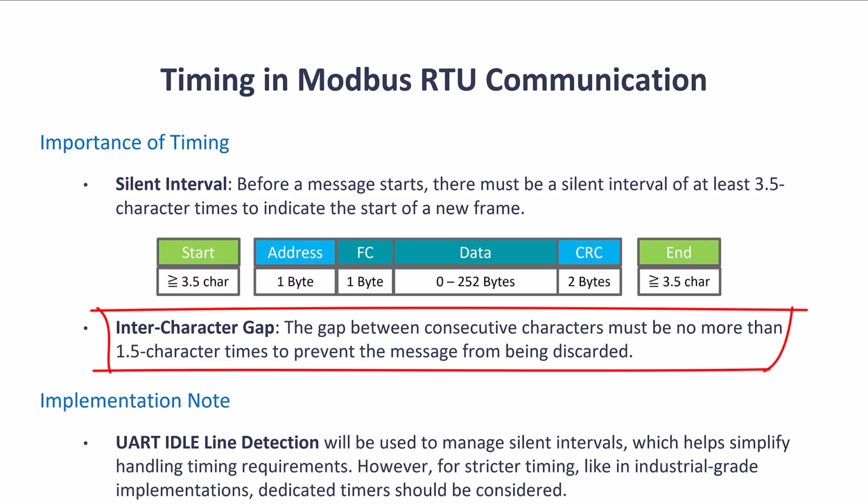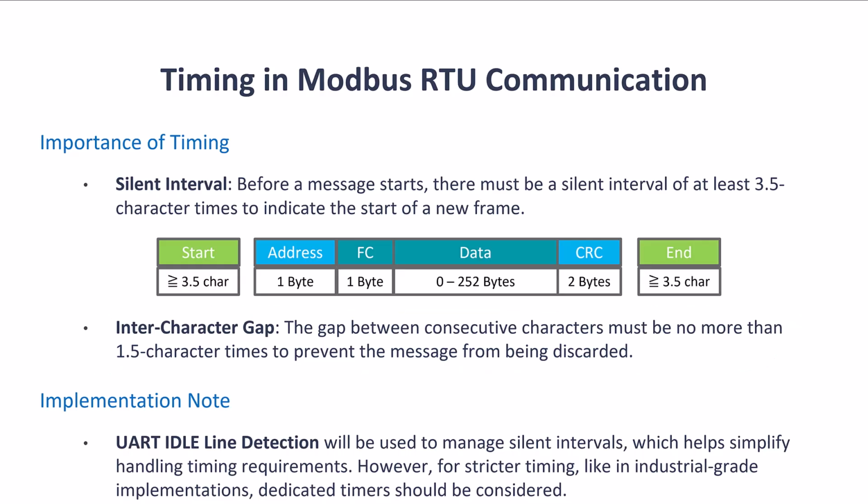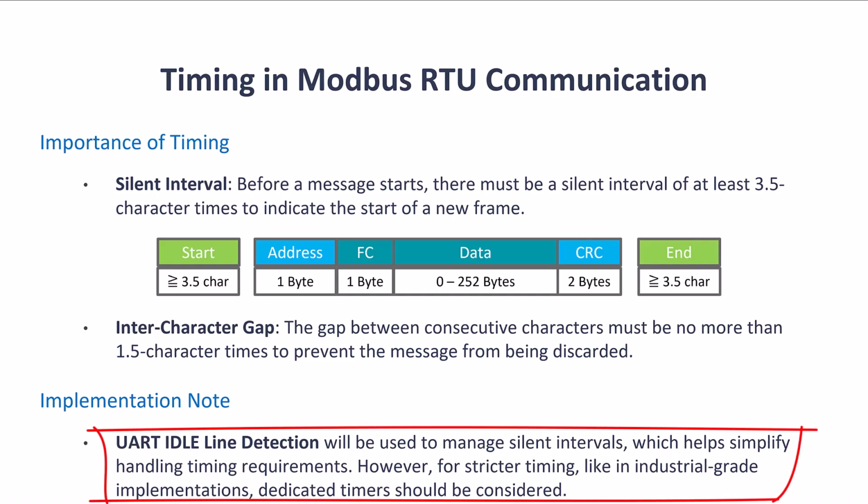So what's a character time? It's the time it takes to transmit one byte, including start, data, parity, and stop bits, and depends on the baud rate. In our project, we'll use UART idle line detection to detect when a frame has ended. For simple systems, this is enough, but for industrial-grade systems, dedicated timers are often used for tighter timing control.